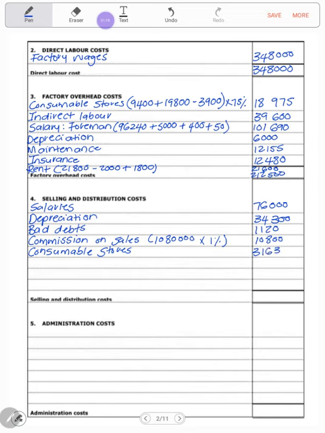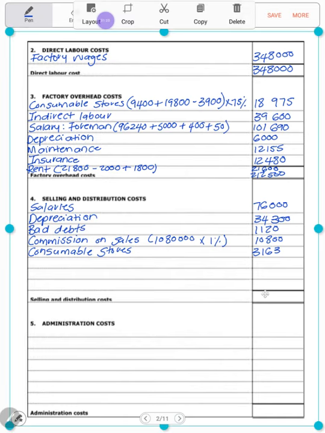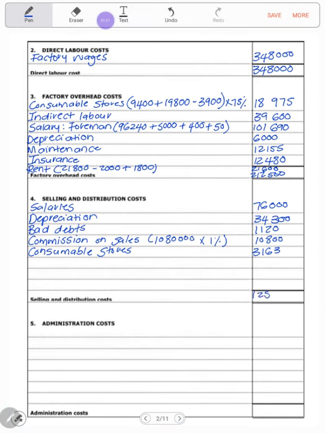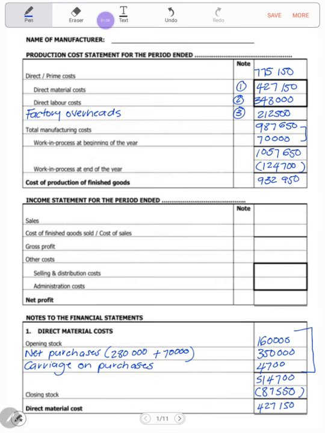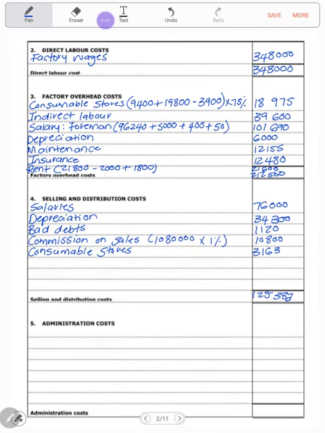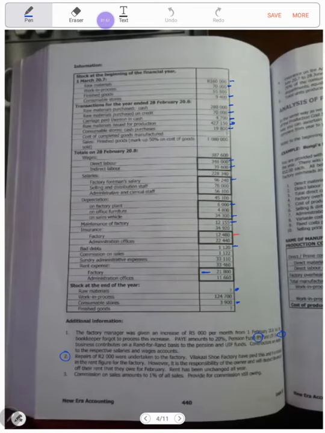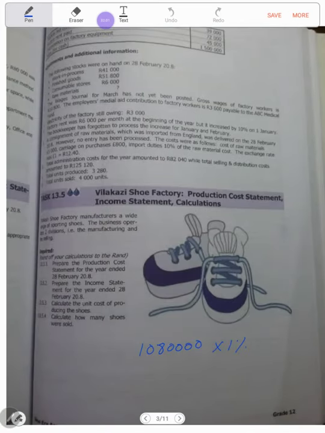3,163. Okay. If we add our selling and distribution costs up, we should get a total of 125,383. Where am I taking this to? I'm taking it to the income statement, selling and distribution costs, note 4, and it was 125,383. And then we need to work out our admin. We had salaries that they gave us, and that is worth 56,100.